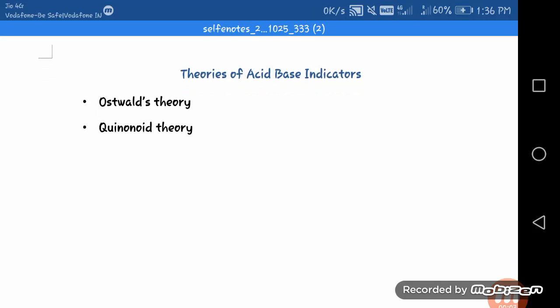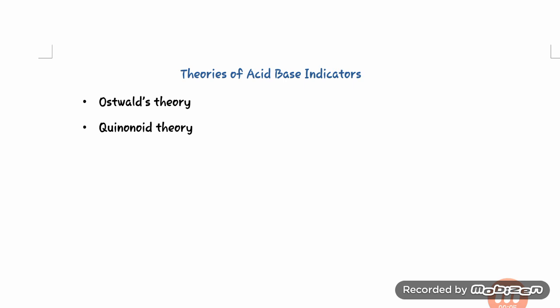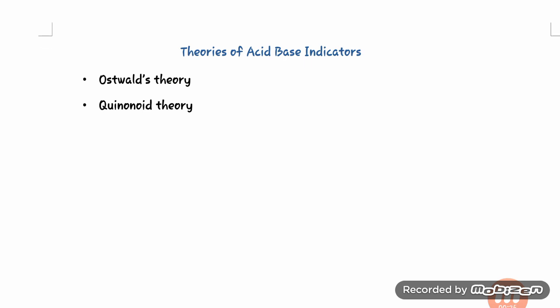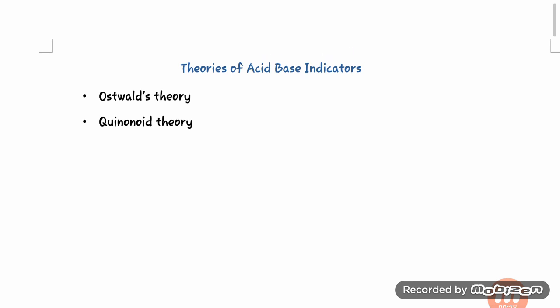Namaste. This is the subject of pharmaceutical analysis, and today we will study the theory of acid base indicator. We have studied about the indicators, different acid and base indicators, the properties of indicators, what the end point is, and why an indicator is important. We have already studied this in the previous lecture. So now let's see the theory of acid base indicator.